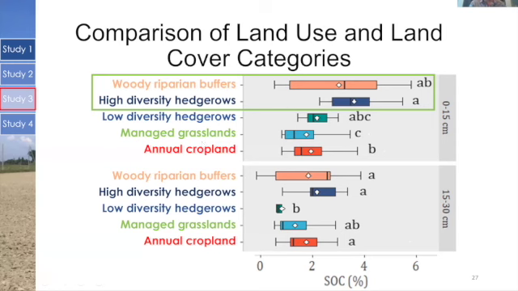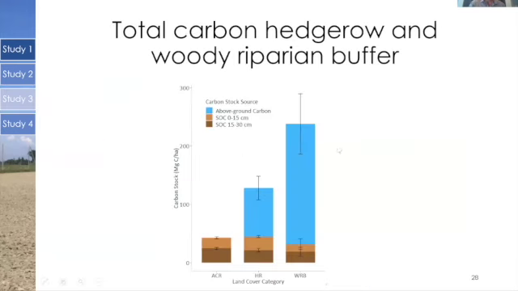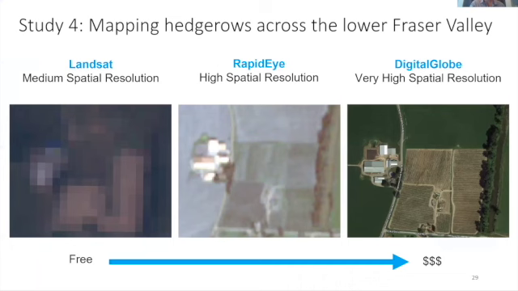And what we see is that there are significantly greater concentrations of soil organic carbon at the 0 to 15 centimeter depth in these practices, which is what we would expect. The real difference is actually in the biomass, though. This is showing the mean and standard error of the biomass that she measured in the hedgerows and the woody riparian buffers compared to the neighboring fields.